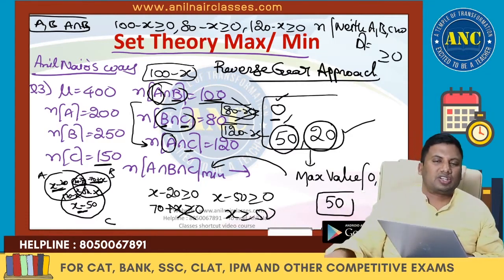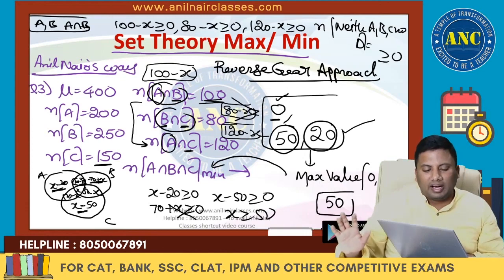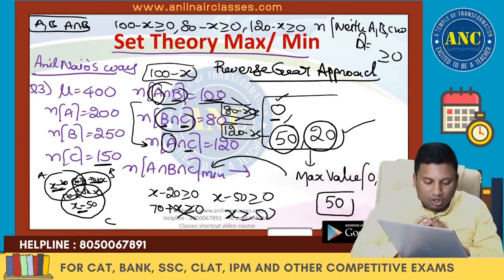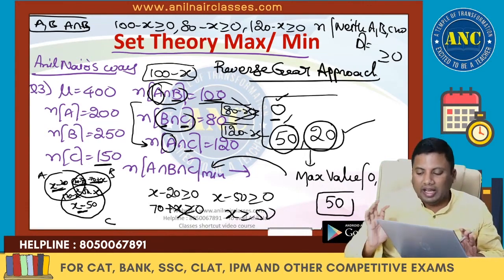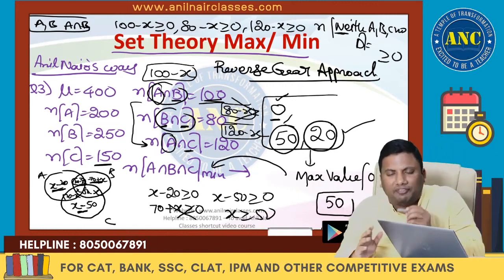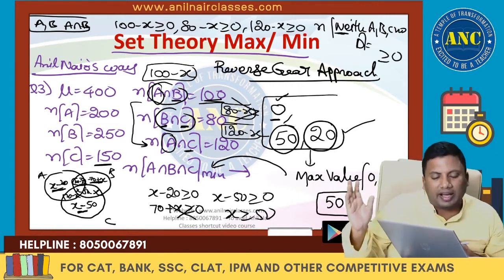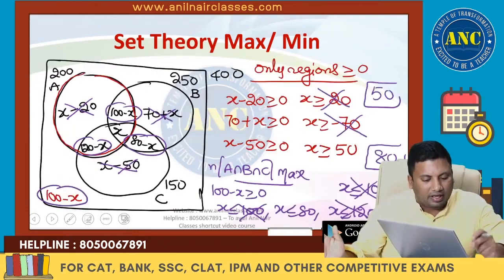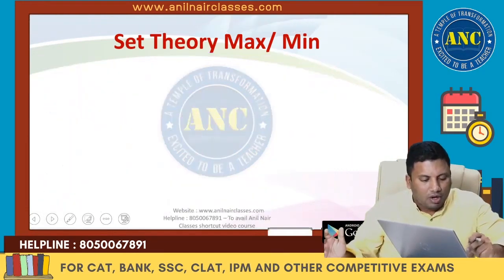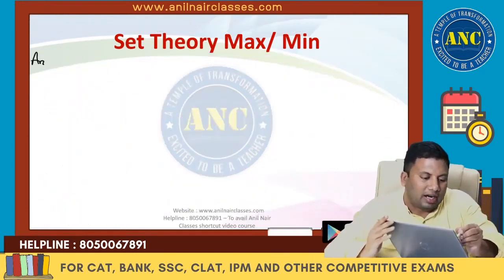Take the intersection of all these values, you will get the answer. Please do not draw the diagram. A diagram probably could be drawn only for these values. Without a diagram also, you can solve it. I will do question number 2 and 1 in Anil Nair's way.